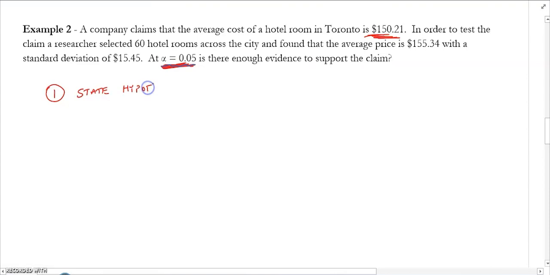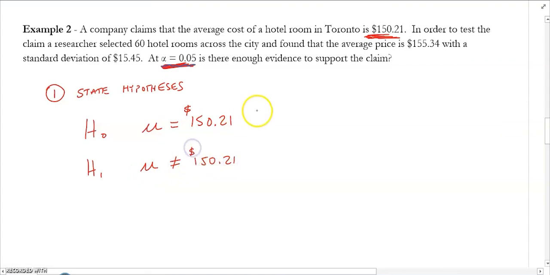We're going to write the following, our H0 and H1. Based on this information, the mean is equal to $150.21, which means the mean is not $150.21. Once again, remember that the equality always goes with the null hypothesis. So that's the first step.